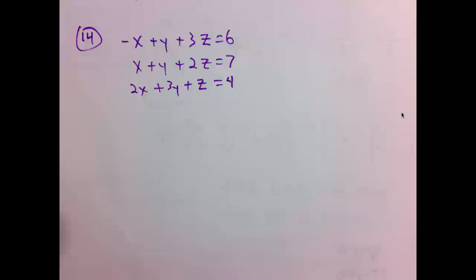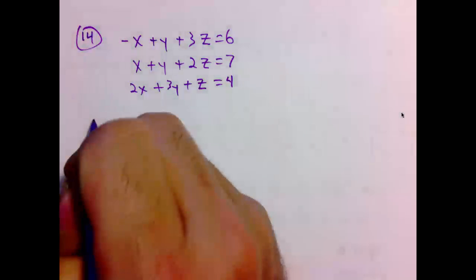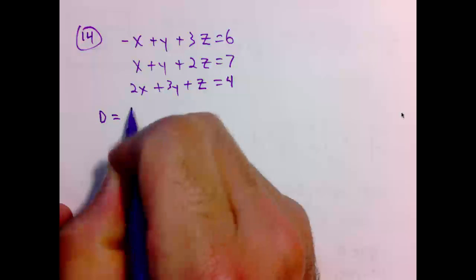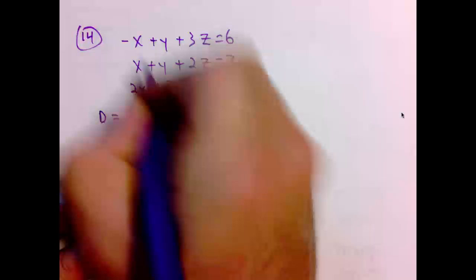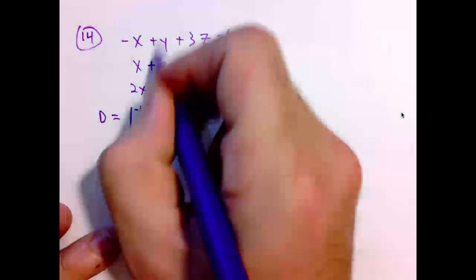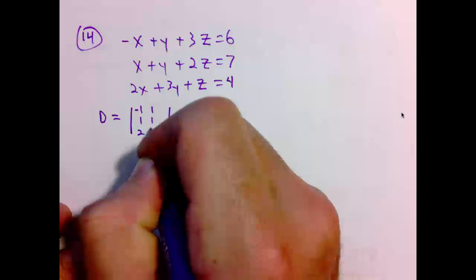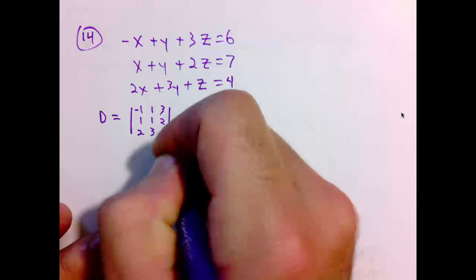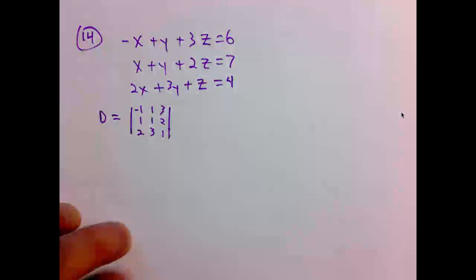All right. So this time we're going to have to find 4 components. We're going to find a D, a Dx, a Dy, and a Dz, but it's going to be in the same form as the previous one. All right, D, our coefficient matrix, is going to be negative 1, 1, 3, 1, 1, 2, 3, 2, 1.